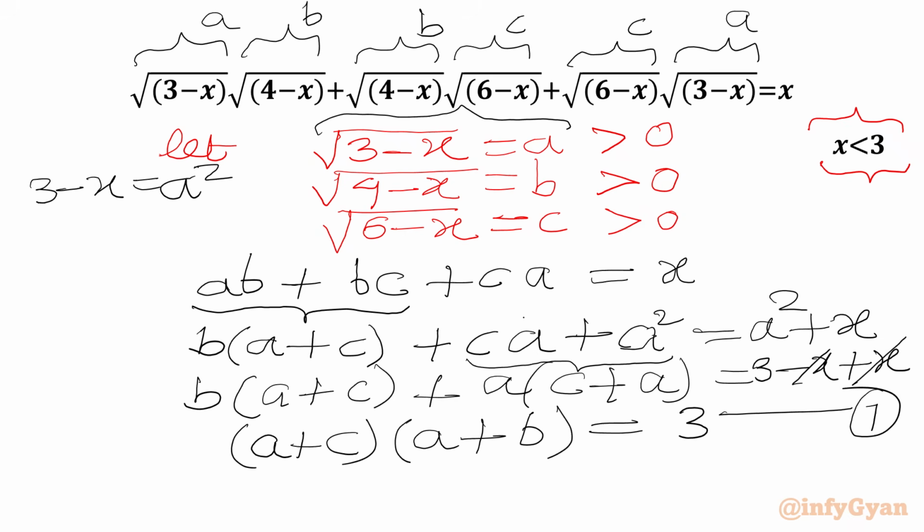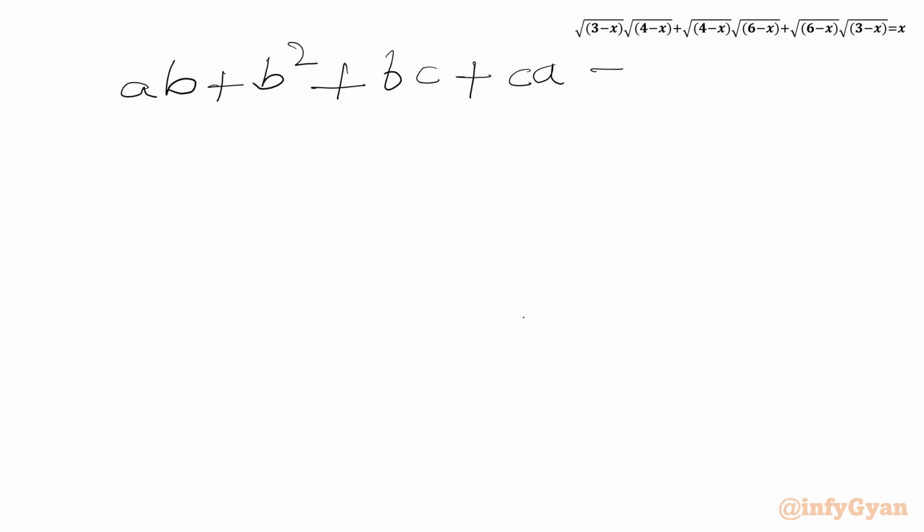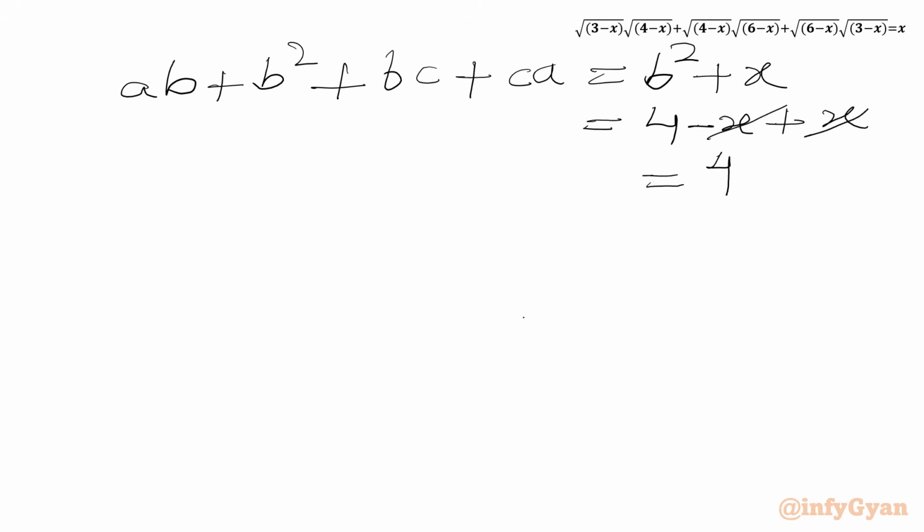Here we have added A square to both sides. Let's add B square to both sides. So we will write here AB plus B square. Then we have BC plus CA. In RHS we need to write B square plus X. Now B square will be 4 minus X. Then we have plus X. Plus and minus X will get over. We will get 4 in right hand side.